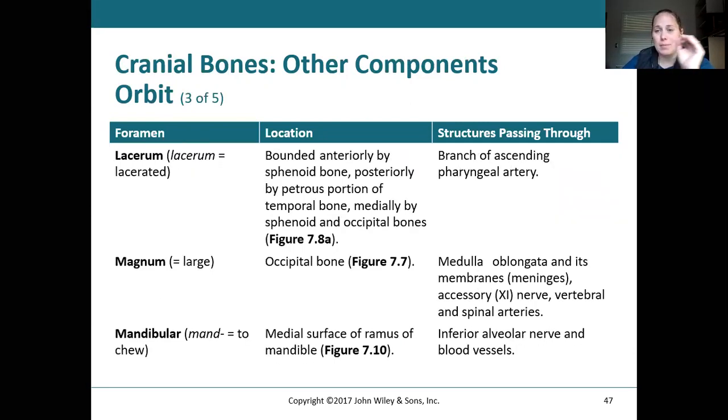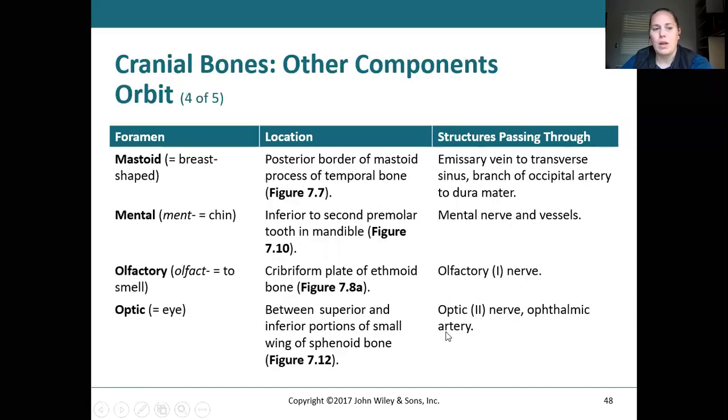So I'm not going to go into these a ton, just because I think we'll cover that material a little later on in the class. So, your lithorum is going to be bound to your arteriosphenic bone. Your magnum is going to be that large foramen through your occipital bone, and the mandibular foramen again allows for the inferior alveolar nerve and the blood vessels to pass through.